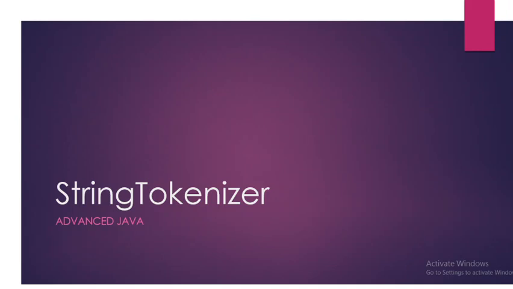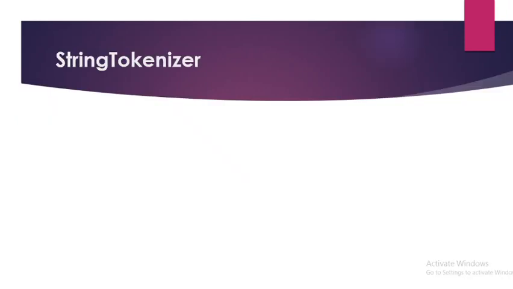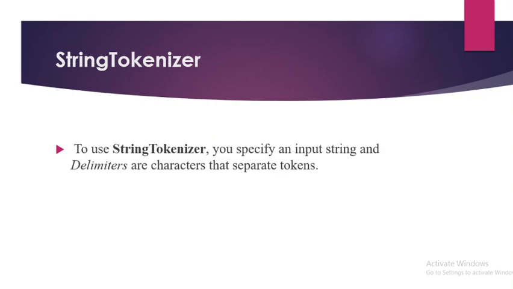In this lecture we will see the use of the StringTokenizer class. StringTokenizer is used to specify a delimiter in a given string to separate out the tokens. To use StringTokenizer, we specify an input string and delimiters, which are characters that separate tokens. So here we will specify one string. Definitely in this string we will have multiple words.